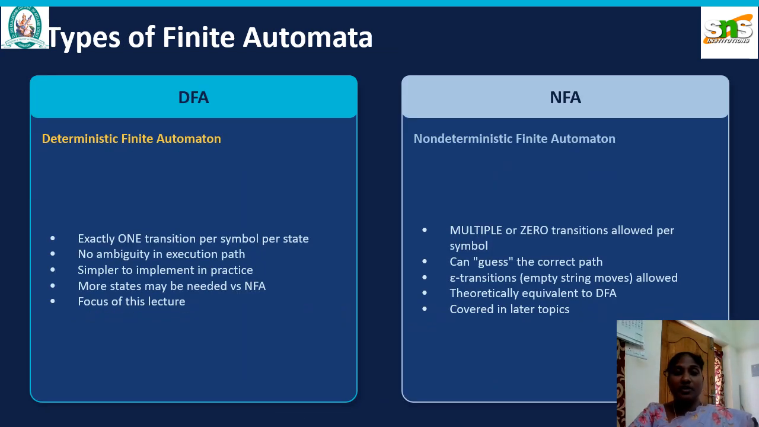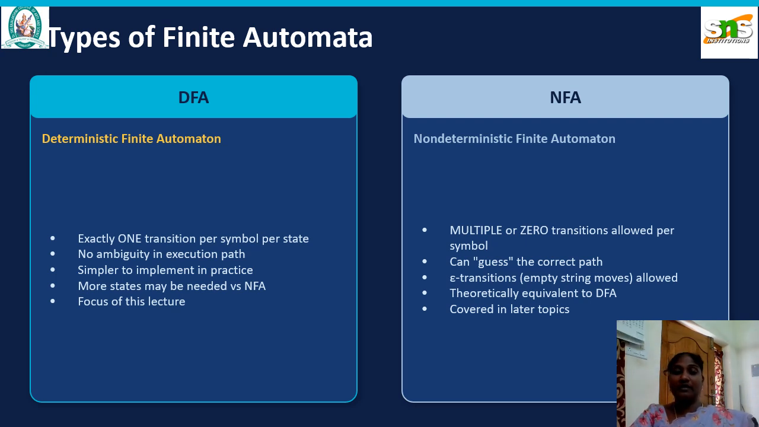Generally, finite automata is divided into two categories. One is deterministic finite automata. The second one is non-deterministic finite automata, shortly known as DFA and NFA. In a DFA, there is exactly one transition per symbol per state. It does not have any ambiguity in the execution path. It is simpler to implement, but more states may be needed when compared to an NFA.